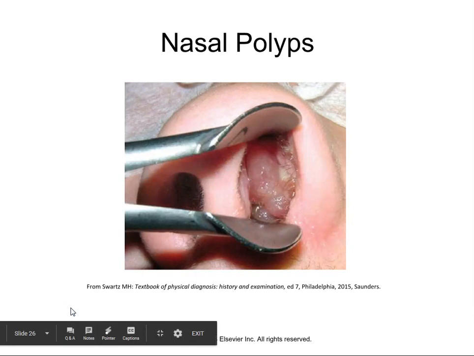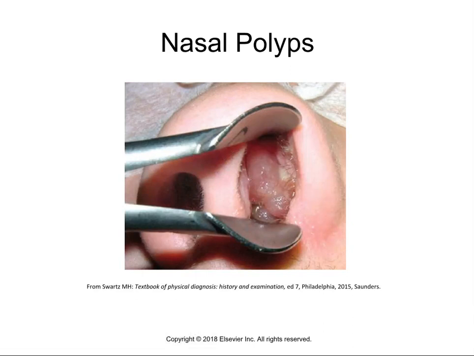Next, we have a nasal polyp. Okay, here you can see that rounded piece of mucosa that's projecting into the nasal cavity. Okay, that is a nasal polyp.